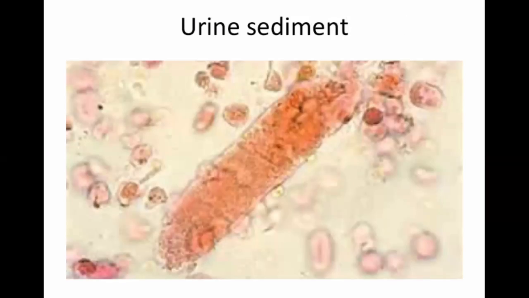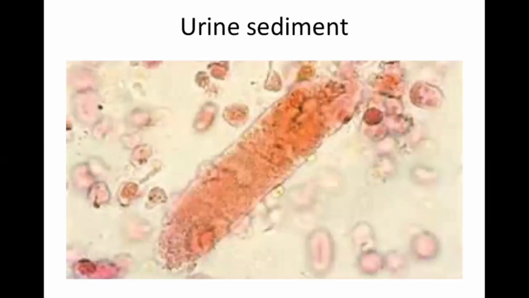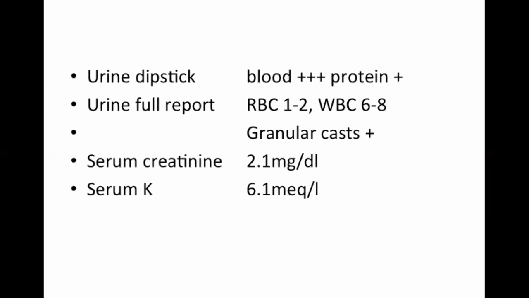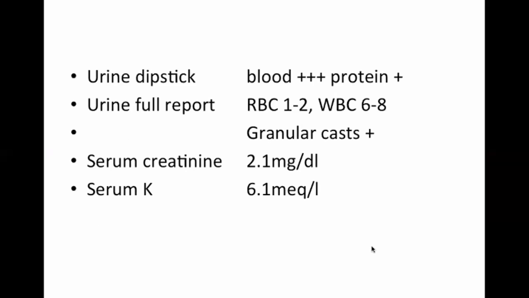So in fact, these are myoglobin casts. This is the color of myoglobin in the urine. So in fact, this patient has statin-induced rhabdomyolysis causing myoglobinuria. So that was the diagnosis. He has acute kidney injury due to statins. This patient was on a statin, and atorvastatin can cause rhabdomyolysis.